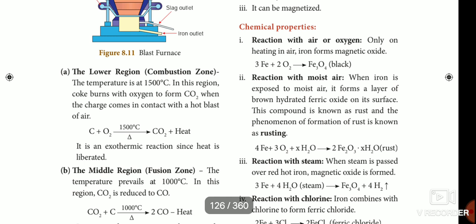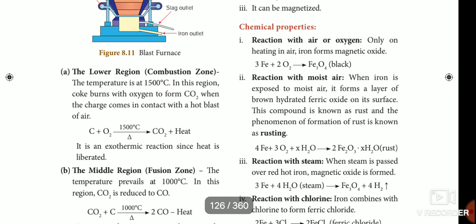Then the reaction with moist air. In this reaction, iron reacts with oxygen and H2O, the moisture in the air, forming Fe2O3 with H2O, and rust forms. In moist air, iron forms a layer of brown hydrated ferric oxide on its surface. So it is called rust.